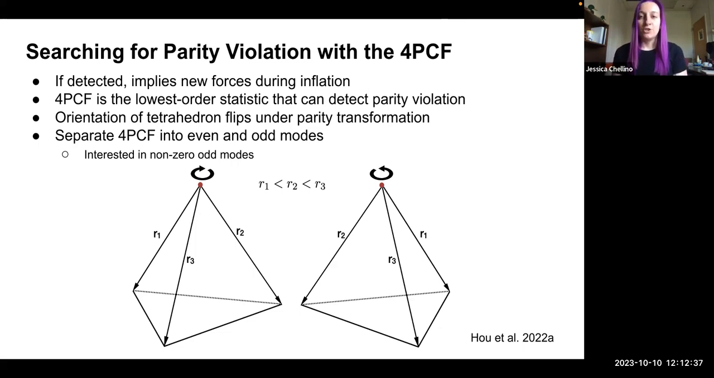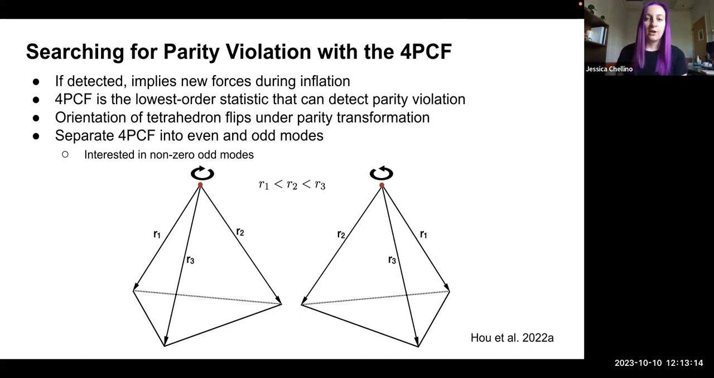A parity transformation in 3 dimensions is equivalent to a mirror reflection and a 180-degree rotation, but if we use isotropic basis functions, we can average over all rotations, and this makes the parity transformation a mirror reflection. The 4-point correlation function measures the excess clustering of tetrahedra compared to what we would expect from a random field. Tetrahedra are the simplest 3-dimensional shapes that are sensitive to parity transformations, and that makes the 4PCF the lowest order correlation function that we can use to search for parity violation.